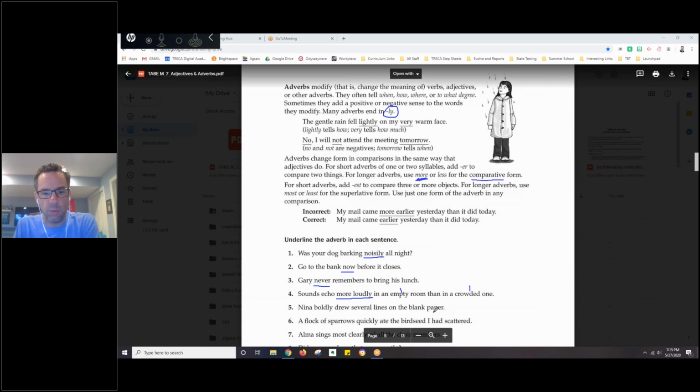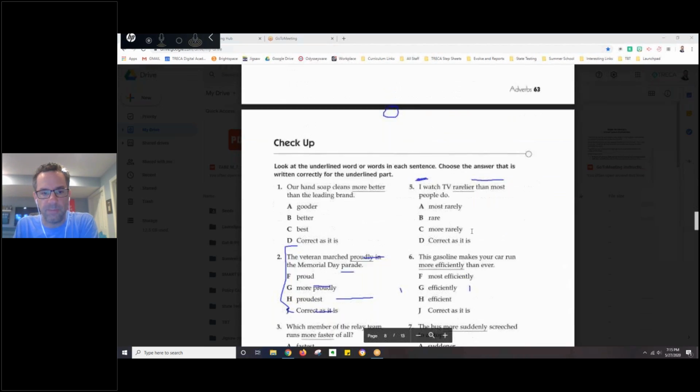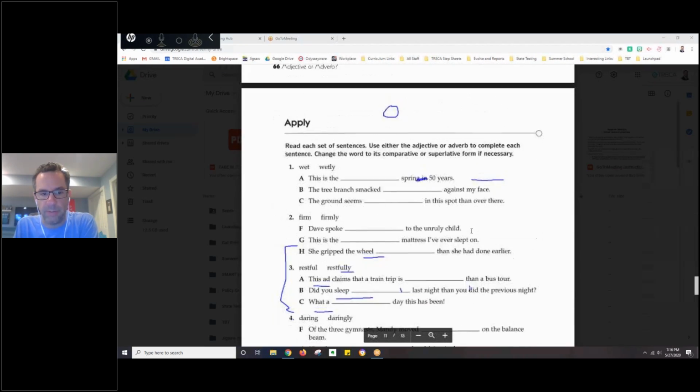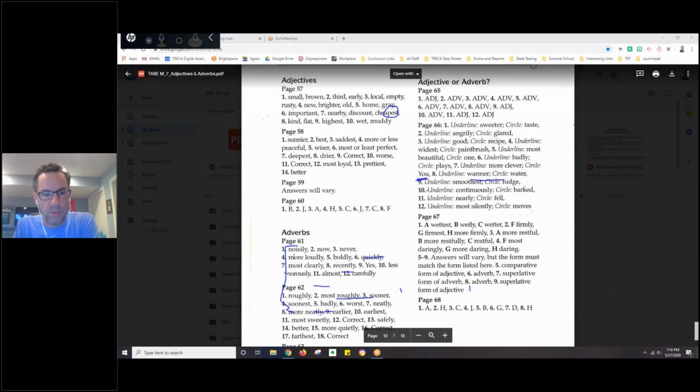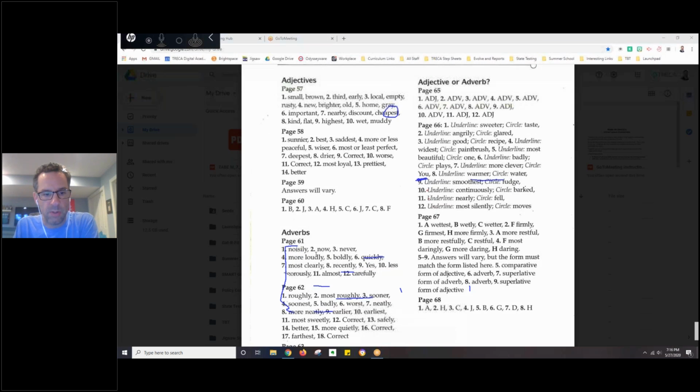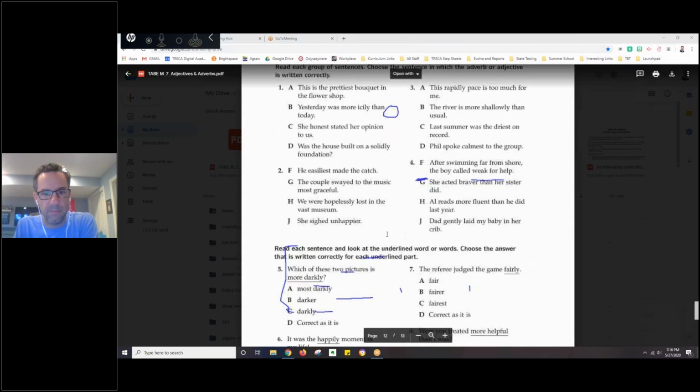Nina boldly drew several lines on the blank paper. So how did she draw them? She boldly drew them. So let's scroll down just to make sure that we're on the right track. I did 1 through 5. Let's scroll down to the answers. And I know my markings are on the board here. So we've got noisily, now, never, more loudly, and boldly.